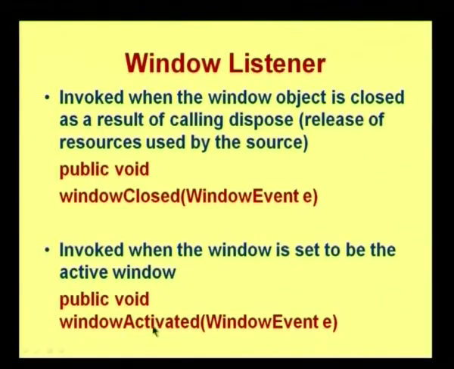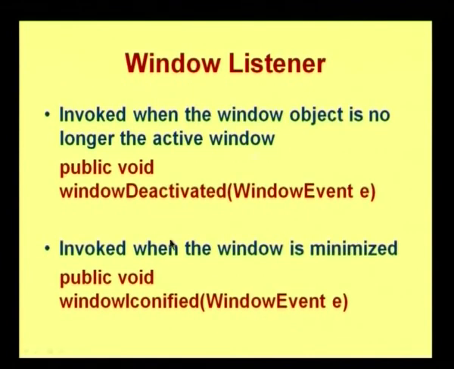For example, I may have a window and try to minimize it, and then maximize it, and if I have 2 or 3 windows, I may switch between them. In that case only one particular window is set to be active. Whenever your window gets activated, this event handling method will be fired. You can see a few other methods here. windowDeactivated is invoked when the window object is no longer your active window. Whenever you make one particular window activated, the window which is currently active will get deactivated.